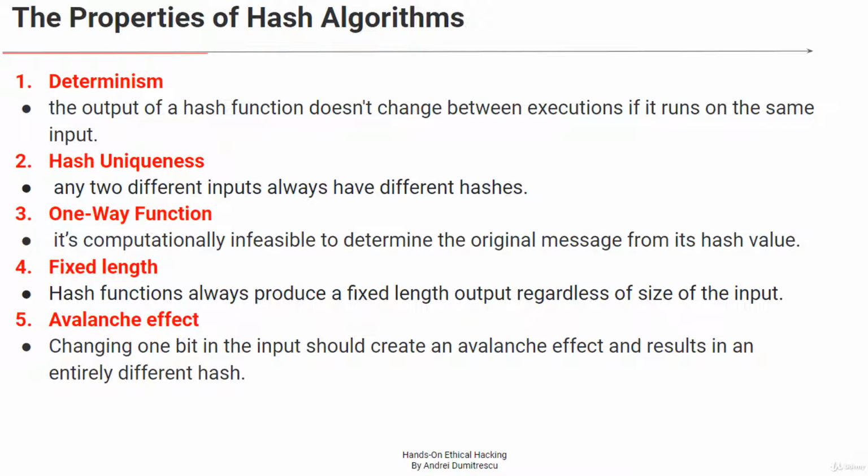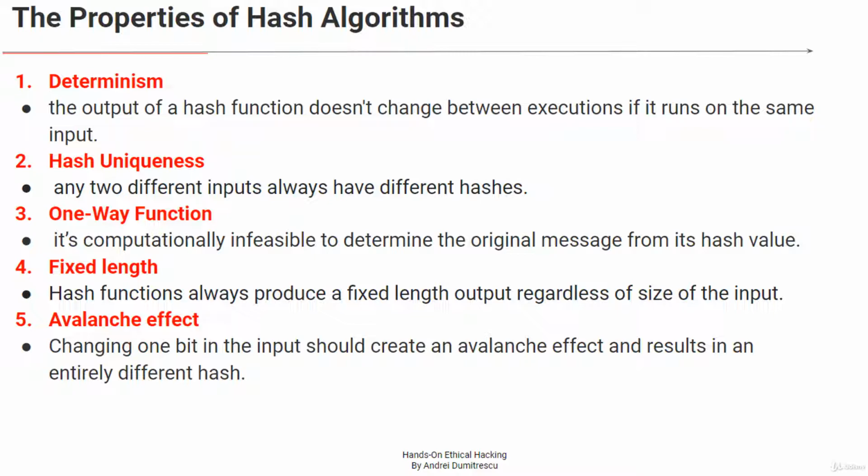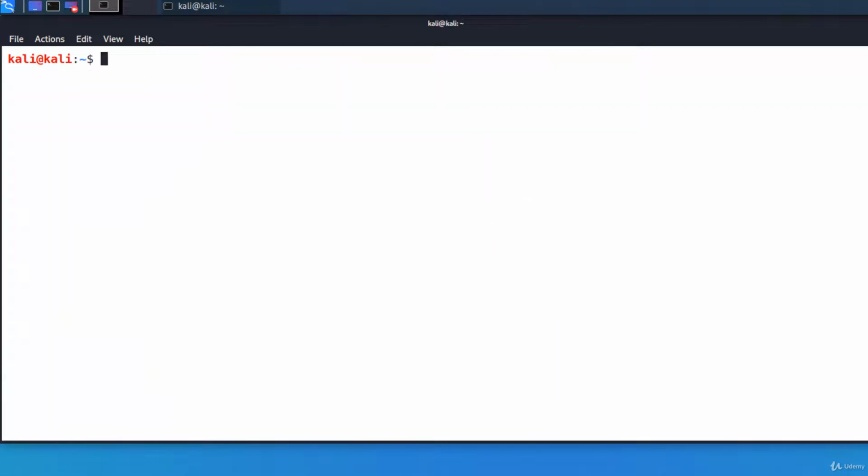Another property of hash algorithms is the avalanche effect. Changing one bit in the input should create an avalanche effect, and its result is an entirely different hash. Let's see an example. Let's take a bigger file, for example, a dictionary file that comes with Kali Linux.